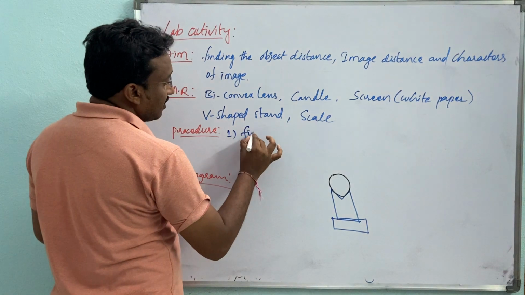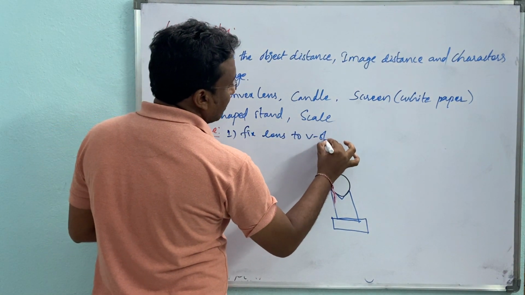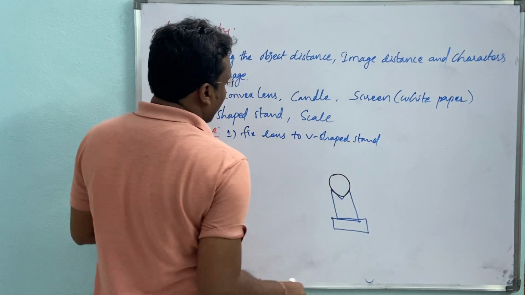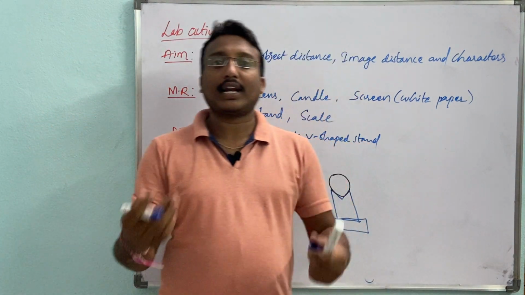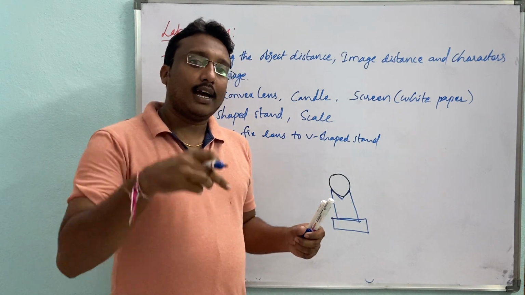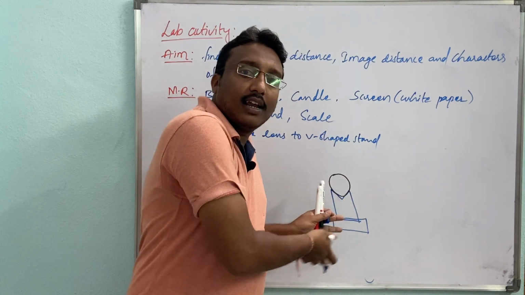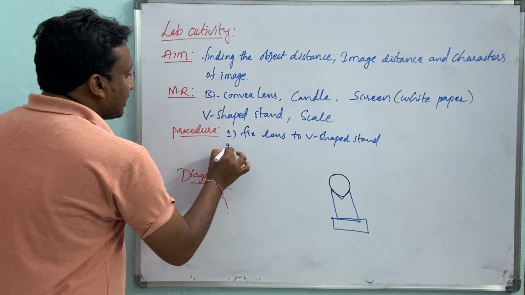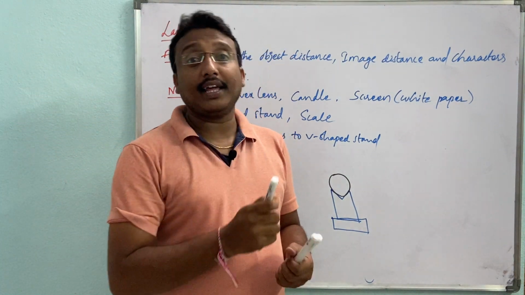Fix lens to V-shaped stand. Okay, don't write in a simple line. You have to write as it is what I am saying. Take a V-shaped stand and fix a lens to it and arrange the V-shaped stand in the middle of the table. This is the first point. And the next step, take a burning candle.